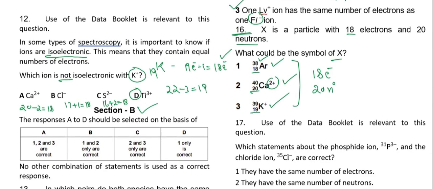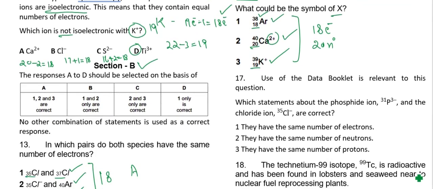Next question, again we have to use the data booklet, meaning the periodic table. It asks which statement about the phosphide ion and the chloride ion is correct? Both of them have 18 electrons. Suggestion 1 is correct, so they have the same number of electrons. The second suggestion says they have the same number of neutrons.